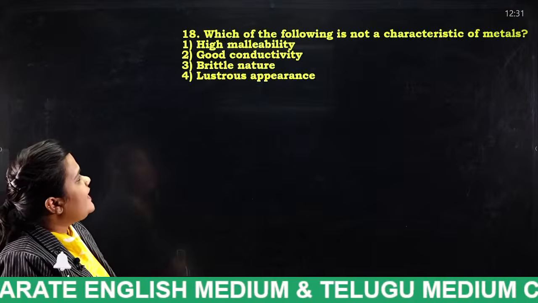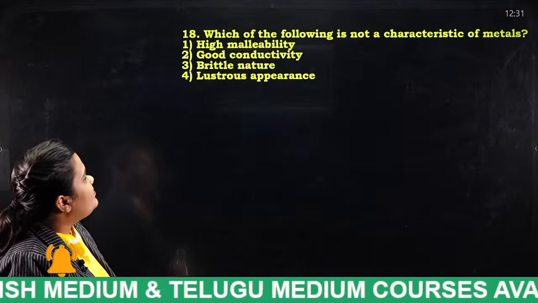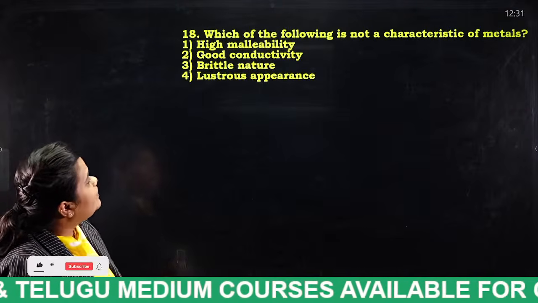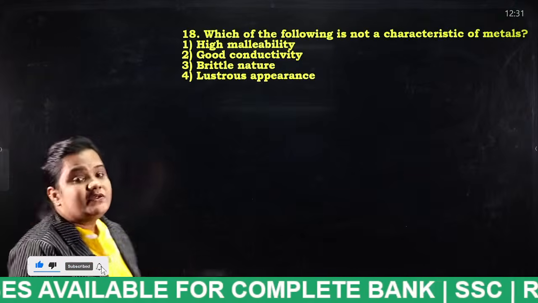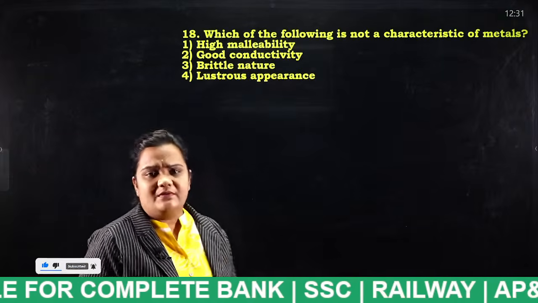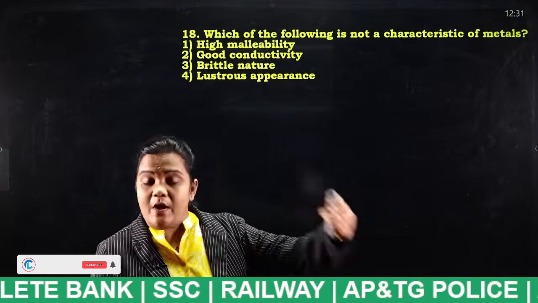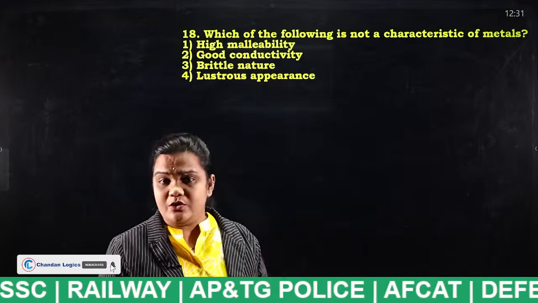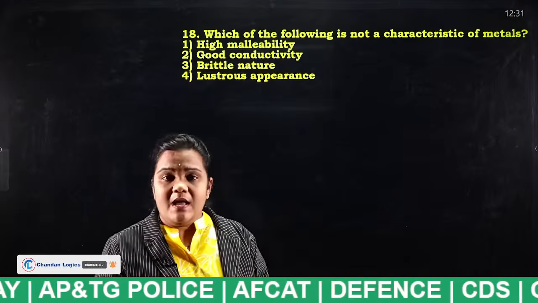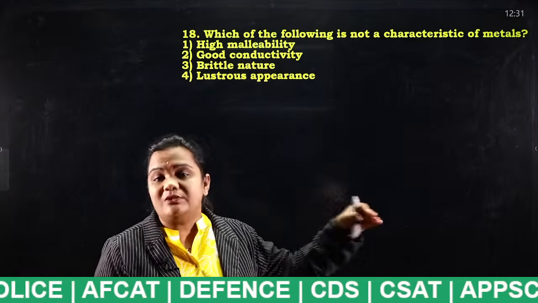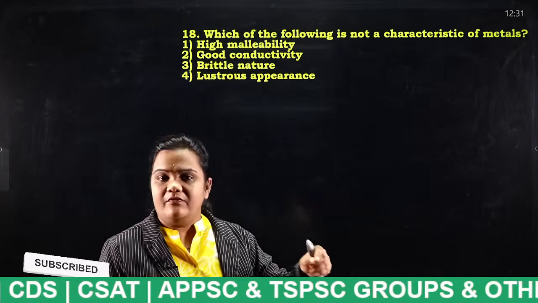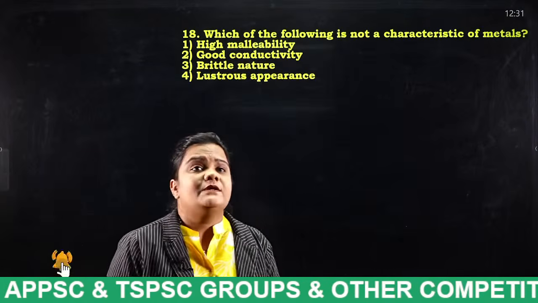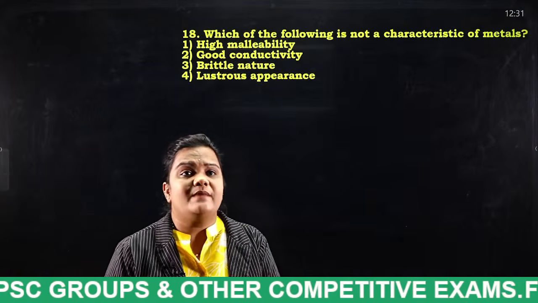Which of the following is not a characteristic of metal? High malleability, good conductivity, brittle nature, lustrous appearance. So, before going to the exam, each and every student should learn at least elements 1 to 30 of the periodic table. Okay, 1 to 30, very, very important. So, tell me the answer for this question, students.